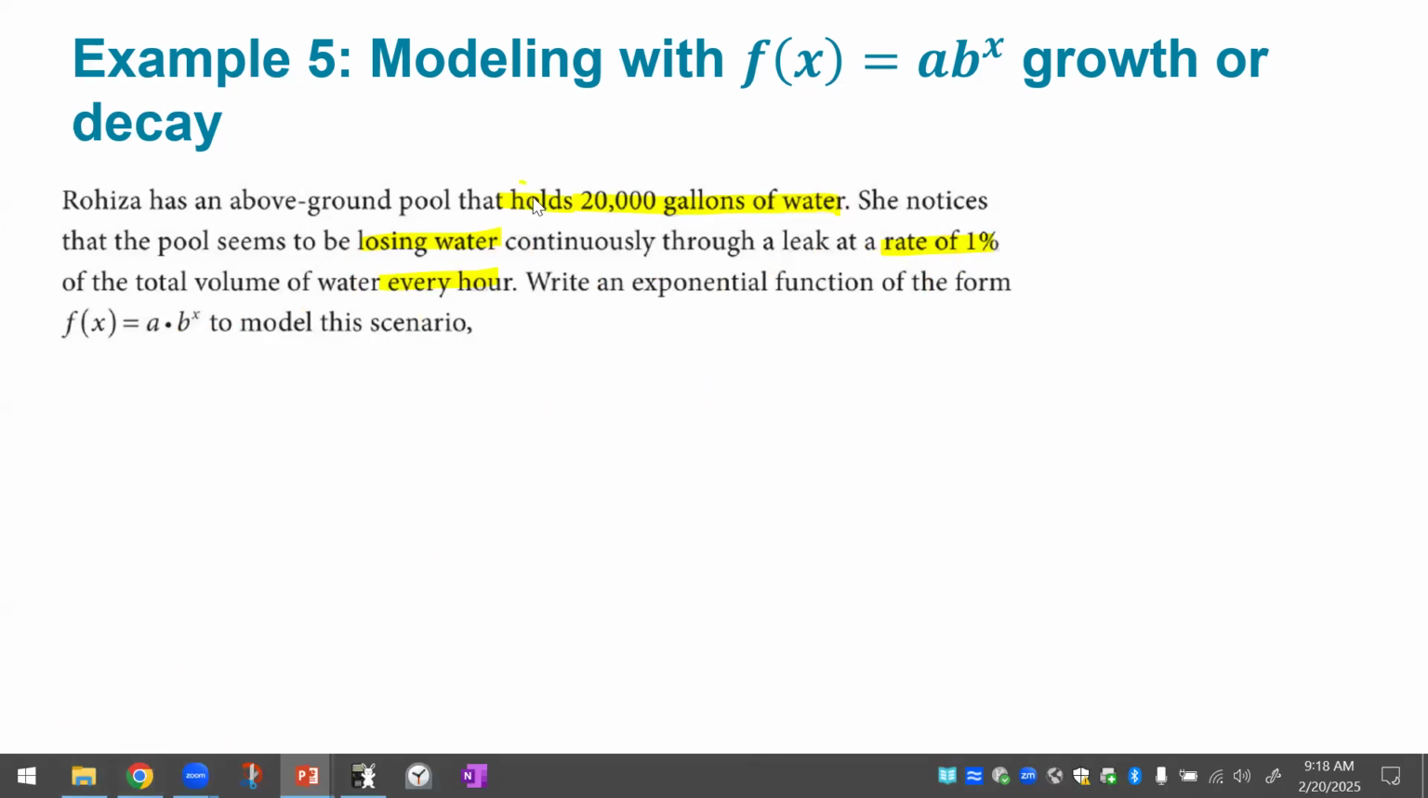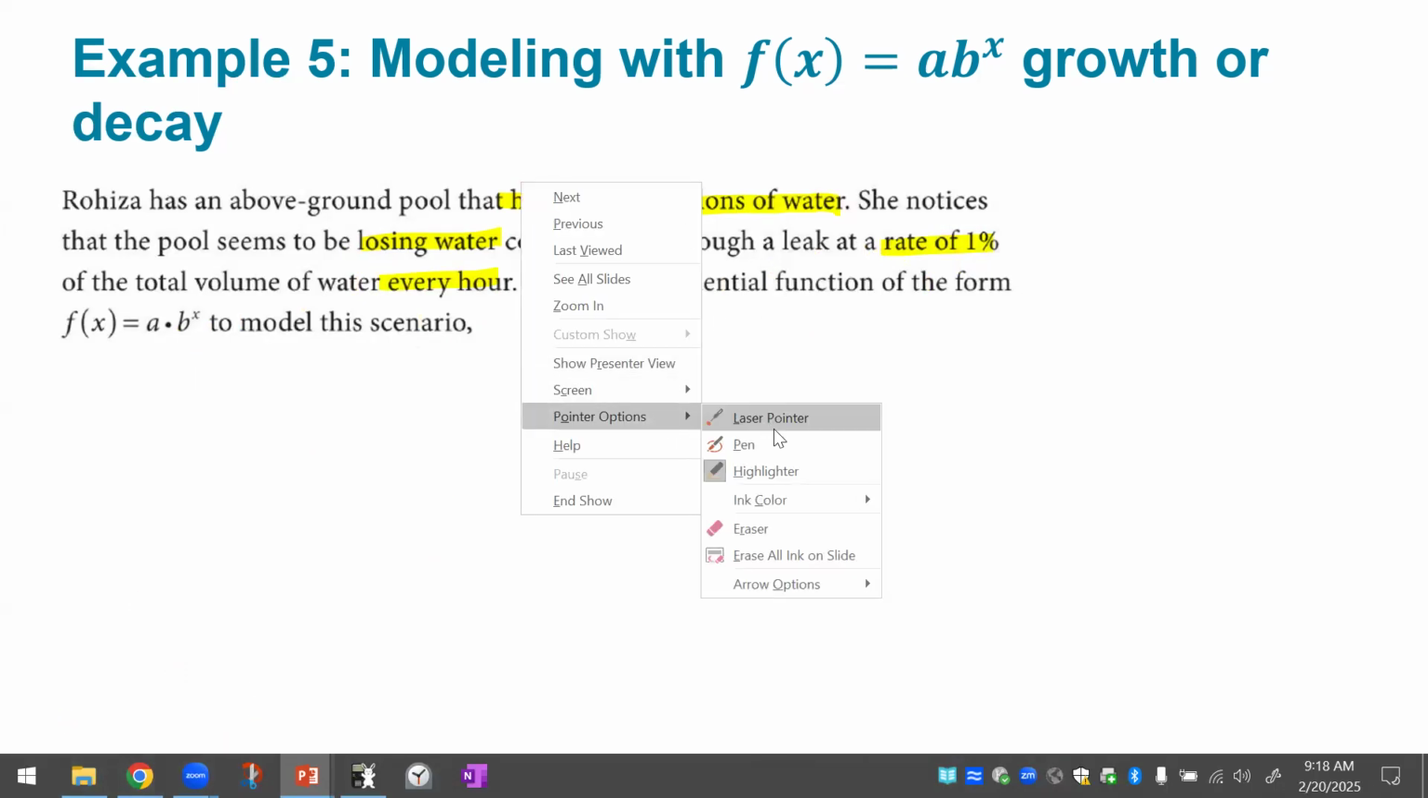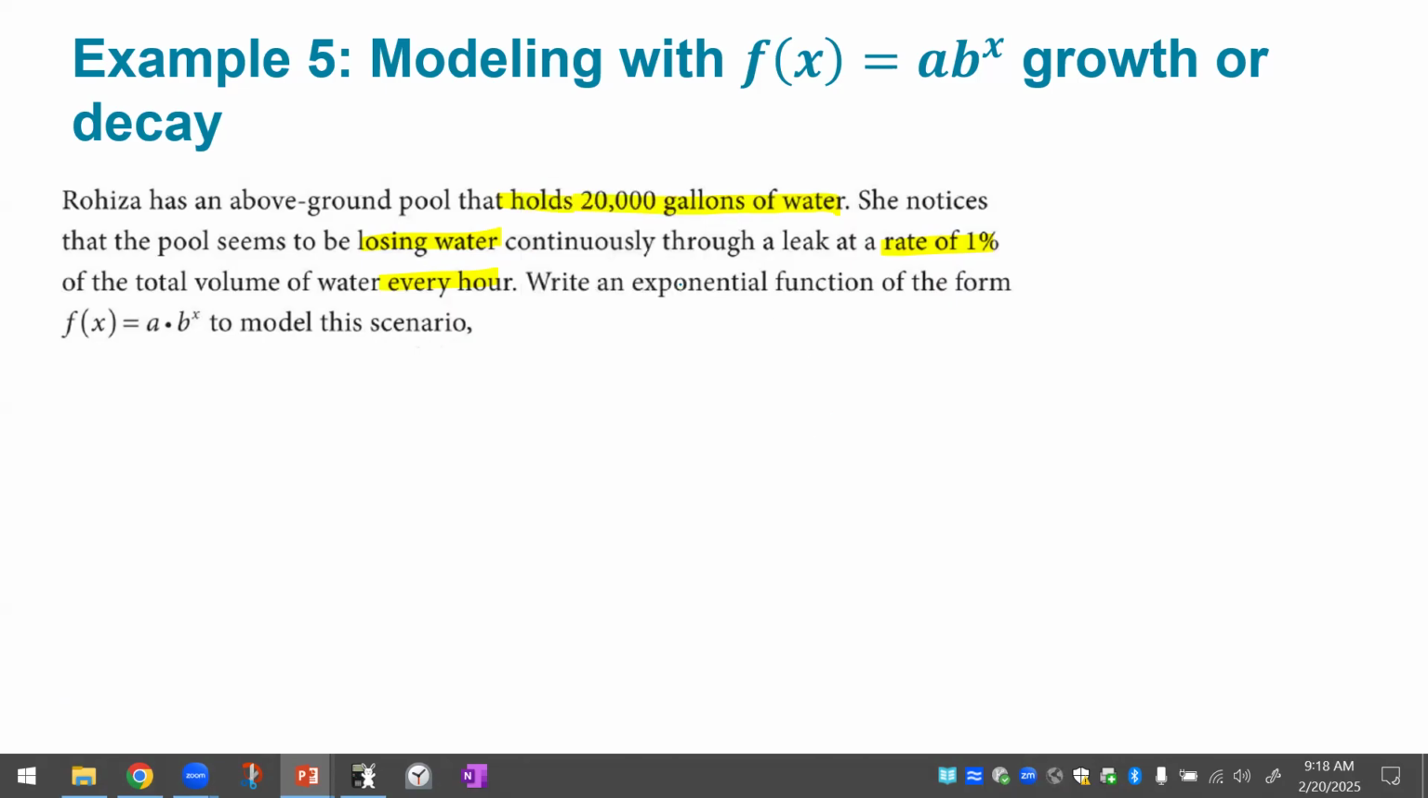And it wants us to write an exponential model. That's what it's asking us to do. Write an exponential model in the form of a times b to the x. Correct? So that means we need to know two things, a and b.